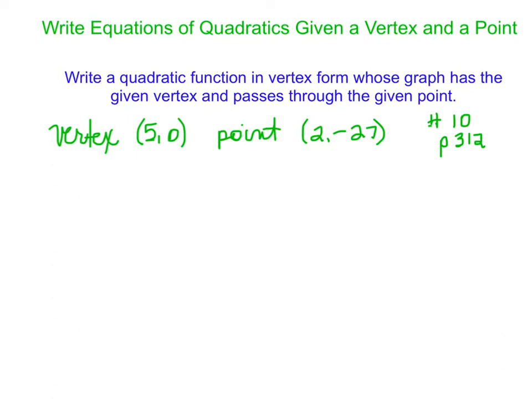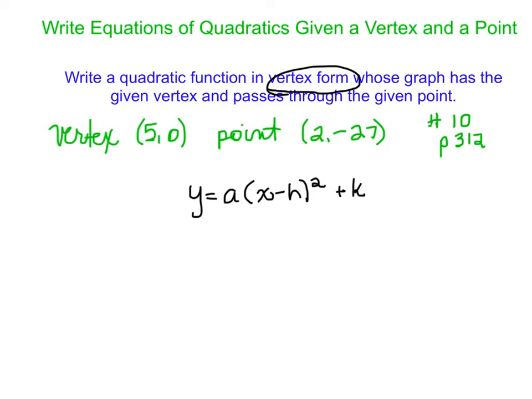I want to write a quadratic function in vertex form whose graph has the given vertex and passes through the given point. So this is my given vertex, this is my point. The first thing I'm going to do is write down what vertex form is. Vertex form is y equals a times (x minus h) squared plus k. And we've been using it so much that you should know that at this point.